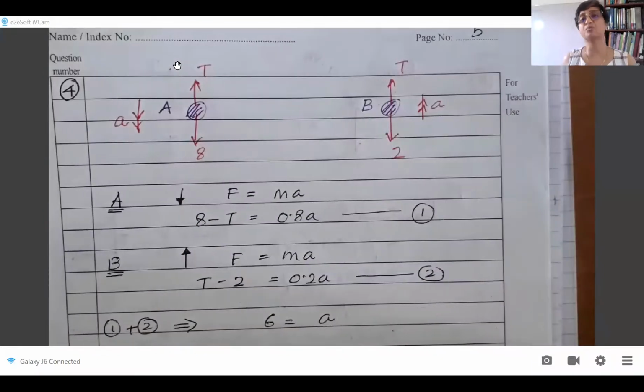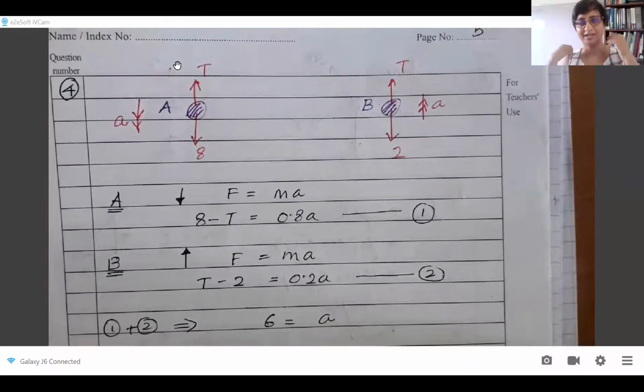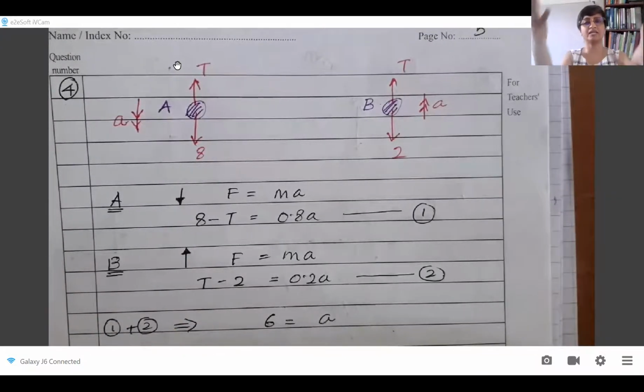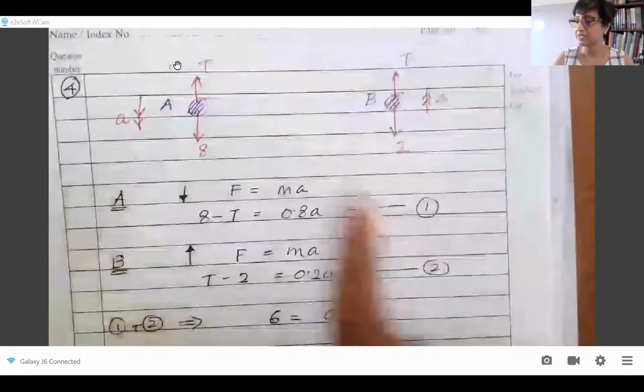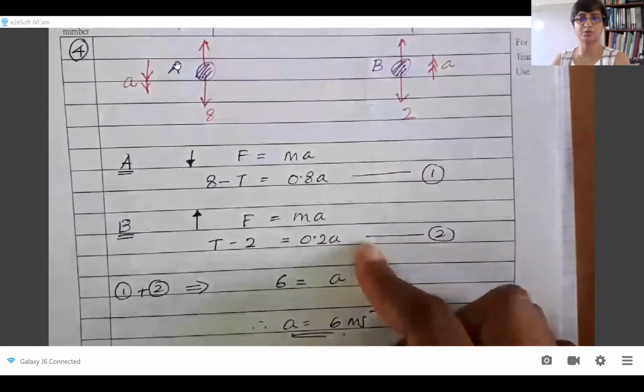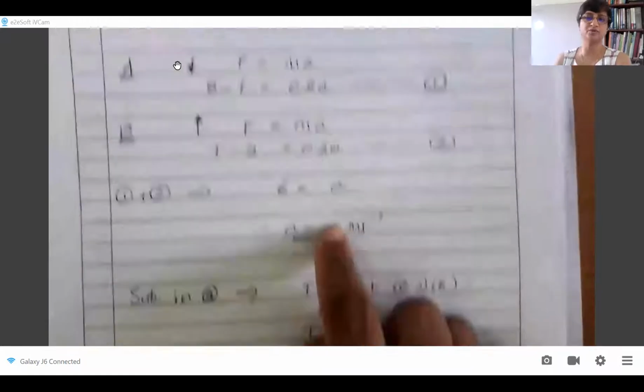The information that you might think you needed, none of you thought about it. I don't know whether anyone was wondering if they are kept at the same level, or whether we don't need that information. It doesn't matter. Yes, it doesn't matter. Whatever the way they were released, they will start accelerating like that. So you apply F equals ma to A, and F equals ma to B. You get two equations for A and B. You solve them and you get your answers.